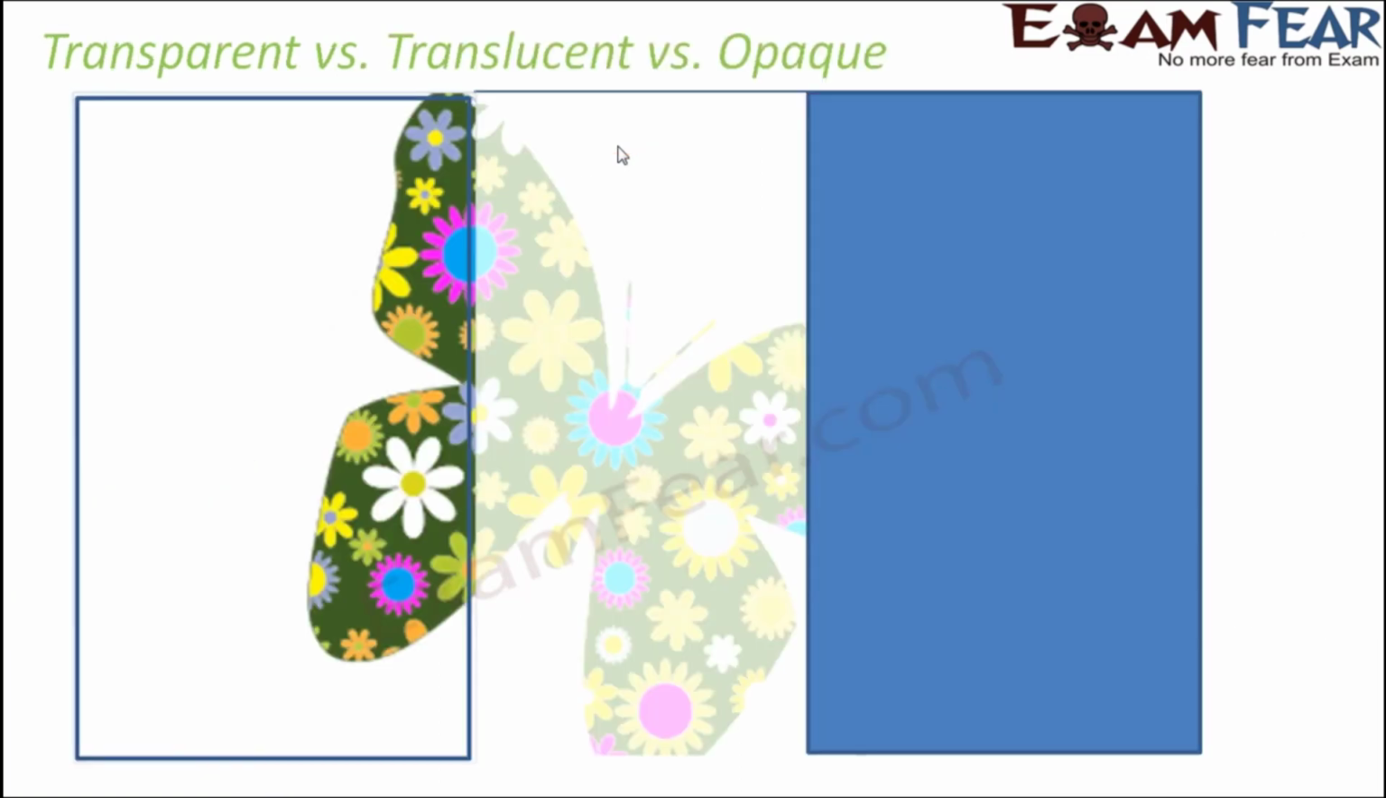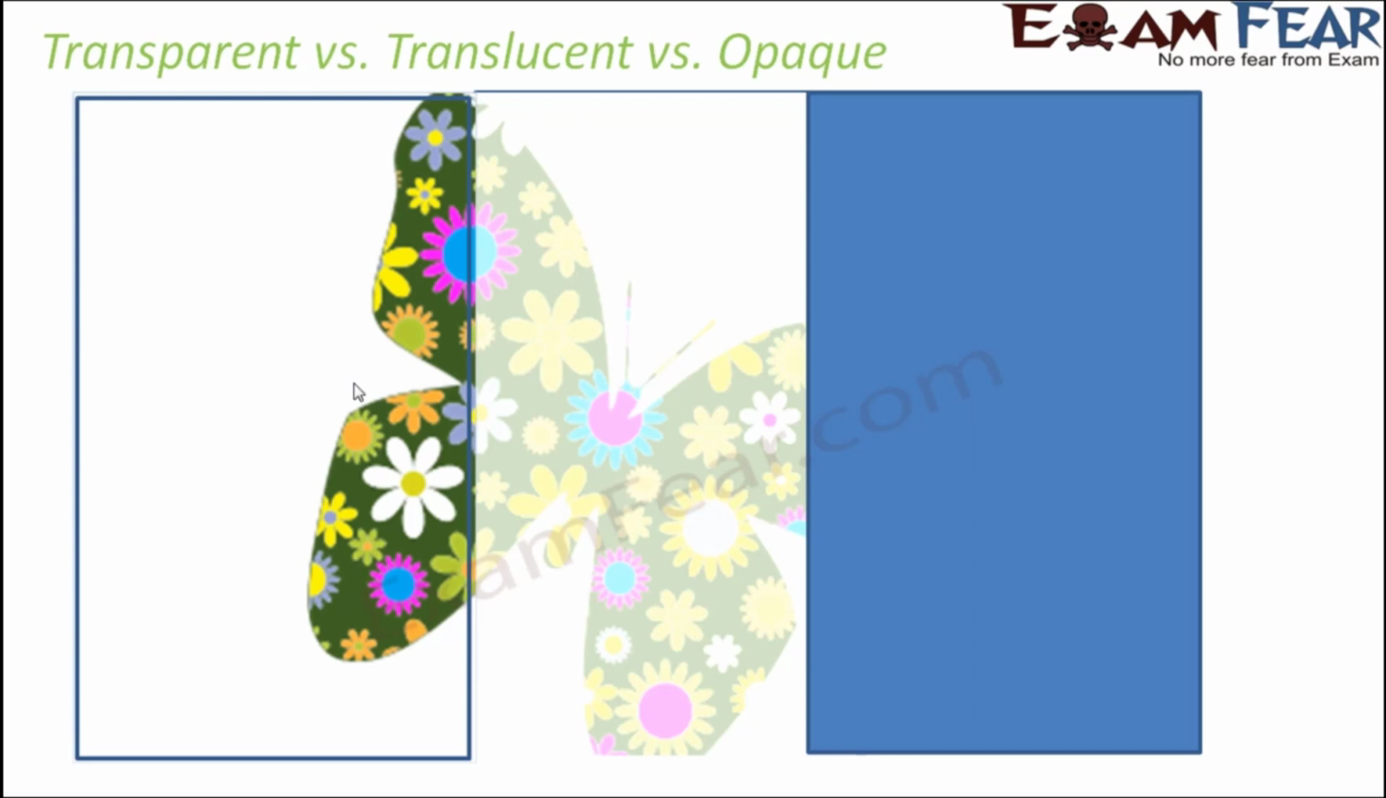So if you compare transparent, translucent and opaque, this picture will give you a very clear understanding, or a very clear distinction, between the three. When there is a transparent object, it will allow you to see things on the other side very clearly because it allows light completely to pass through it.